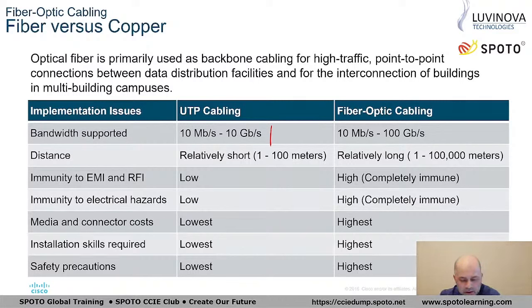Media connection cost is the lowest for UTP, but the fiber optic cables are very high cost. They have a very high cost.